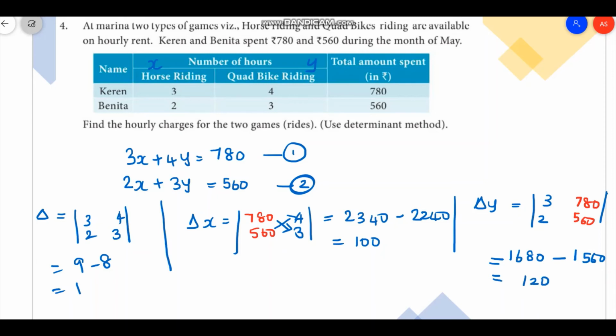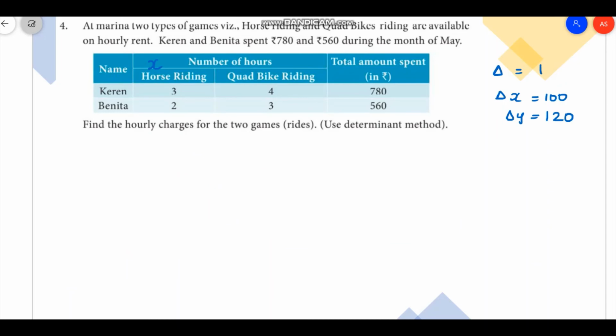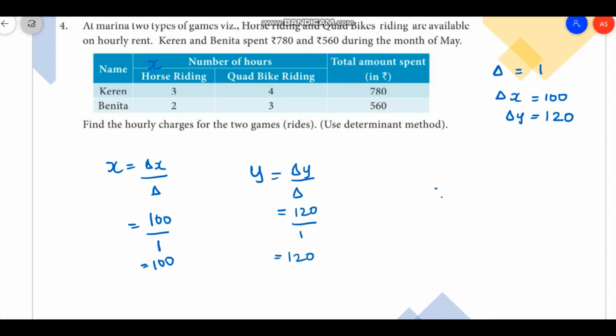Now we have to find x and y. To find x and y, let us use the given info, whatever we have found out. Now x is equal to delta x by delta. So delta x by delta, where delta x was 100 we found out, and delta was 1. So x is equal to 100 and y is equal to delta y by delta, which is 120 by 1, which is 120.